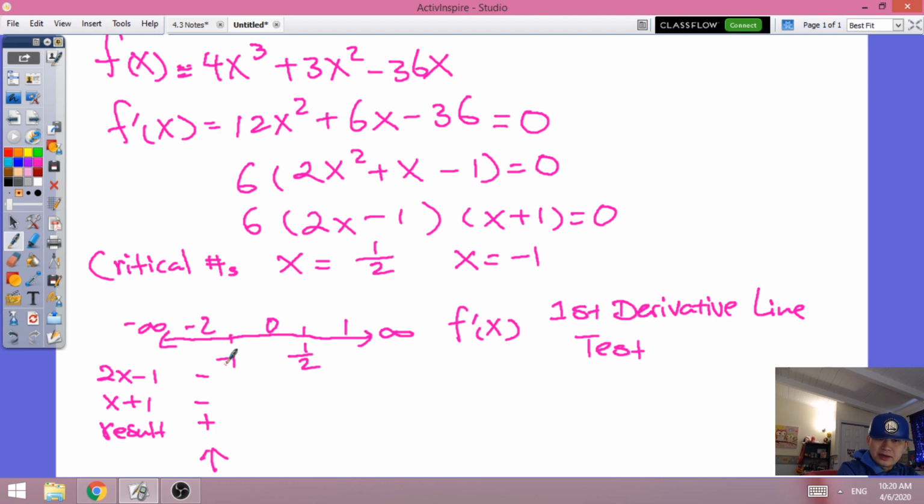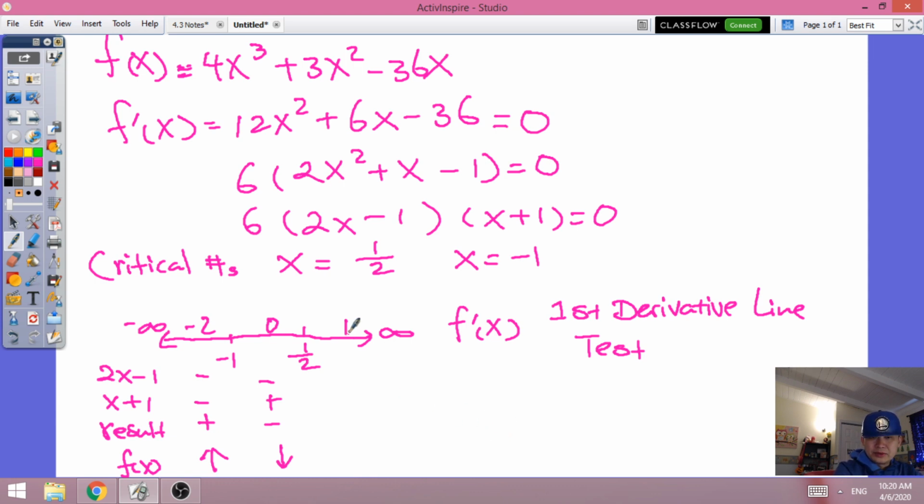And then for the next interval, we just go through the same process. Since we selected 0, we plug in 0 into the factors. 2 times 0 minus 1 is -1, negative. 0 plus 1 is positive, so negative times positive is negative. The derivative is negative, so that means the original function is going to be considered decreasing. This one is just an indicator.